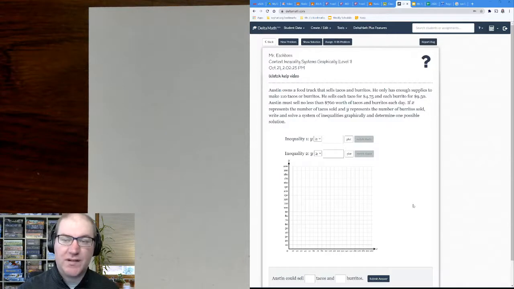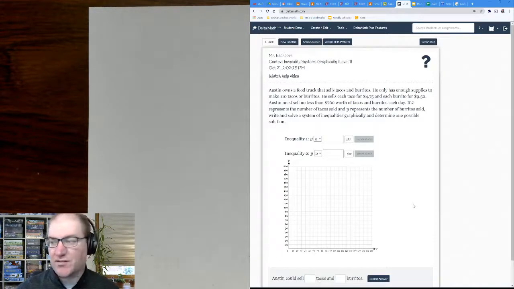So when we read this, see if you can look for two different facts, two different pieces of information that would lead to two different inequalities here. And let's thank Delta Math for some great practice questions. I'm going to walk you through a couple of their practice questions. These questions are great, and I just want to thank them for providing these for me to use as examples.